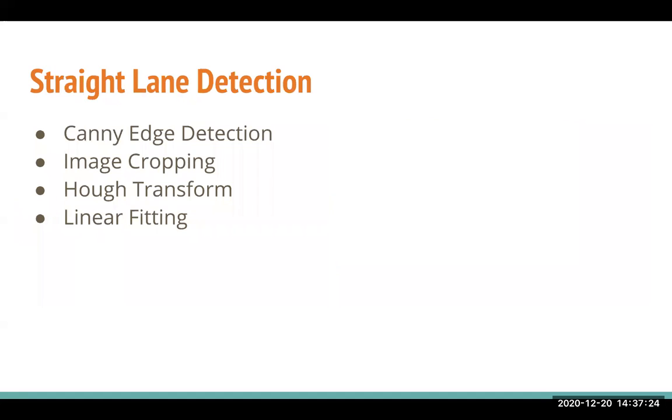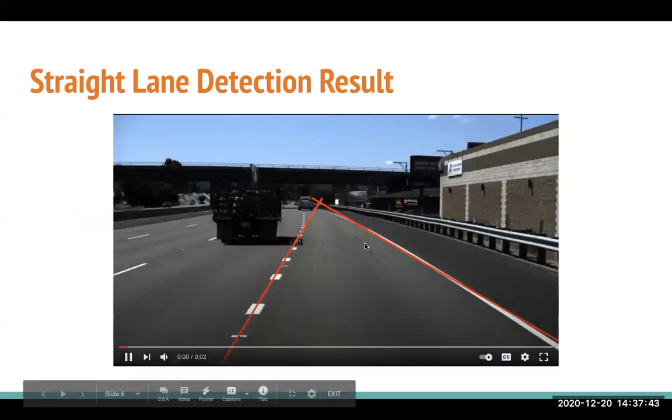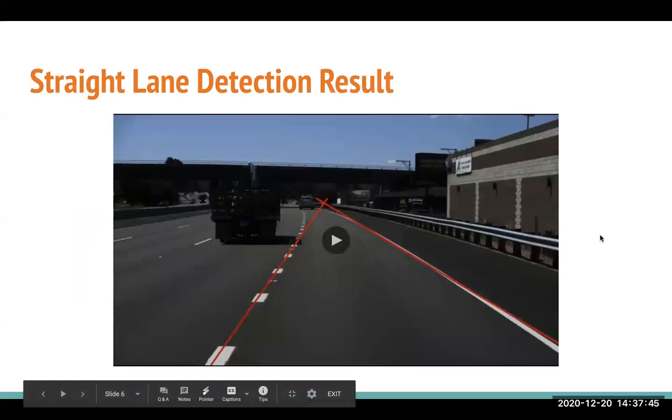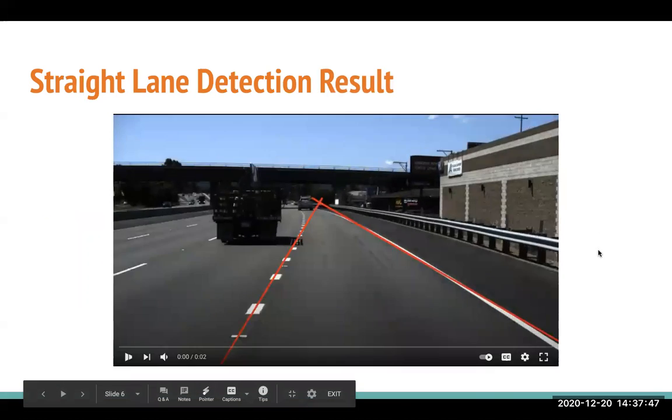For the straight lane detection, we implemented the Canny edge detection we learned in class. Then we cropped the images to only focus on the road right in front of the car. Afterwards, we used the Hough transform to find the lines in the images and then used linear regression to get the final results. From this 2 second video, we can see that the straight lane detection works great for this simple scenario.